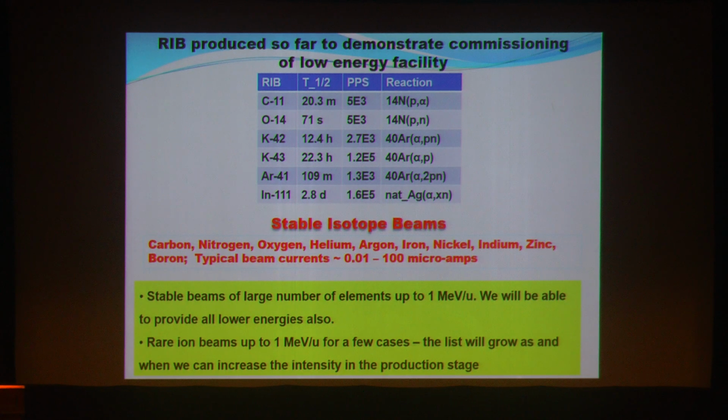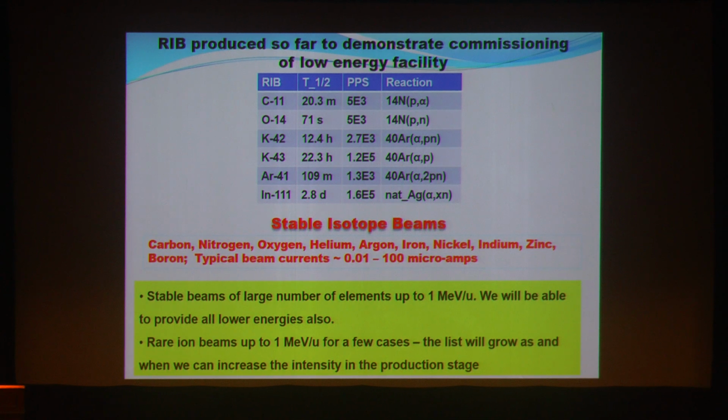Then over the past few months, we have produced and accelerated some of the RIBs to demonstrate the commissioning of the low energy facility. These are the radioisotopes, carbon-11, oxygen-14, etc., and their half-lives. And this is the particles per second available right now.